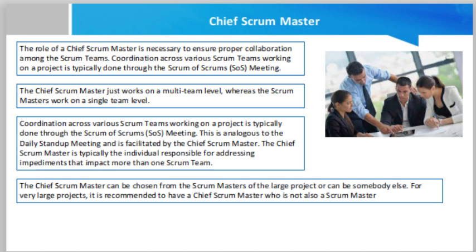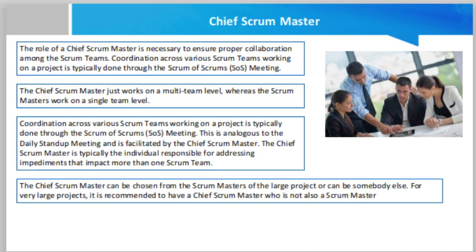Friend, Chief Scrum Master, I'm sure that you have heard this term. Basically, friend, this is a role in the Scrum framework. Now, what is actually the role of the Chief Scrum Master? Friend, there are basically three roles in the Scrum framework. The first role is the product owner, then the Scrum team, and then the Scrum Master.